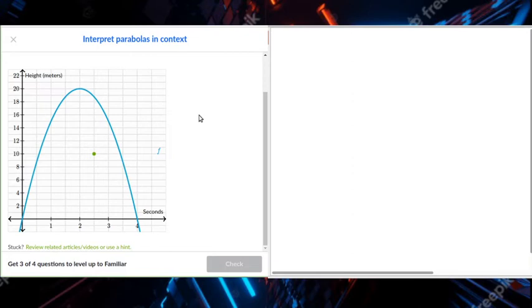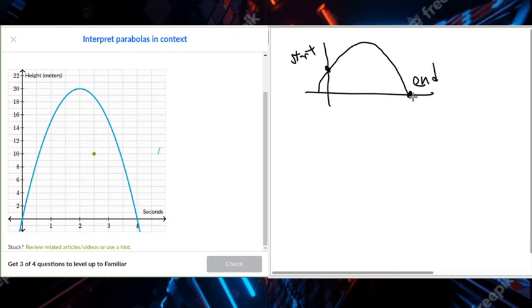Okay, so whenever we talk about parabolas in real life, there are really like 4 things that they are going to ask. One is, where does it start? And the other is, where does it end, which is where it crosses. So the start is when x is equal to 0, and the end is an x-intercept. It's when y is equal to 0. This is the y-intercept.